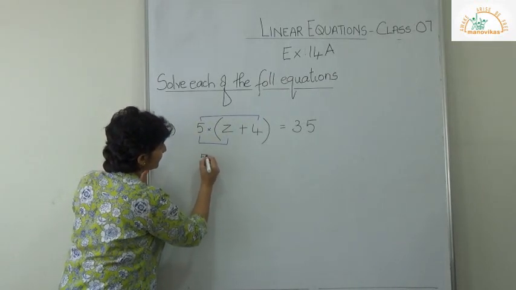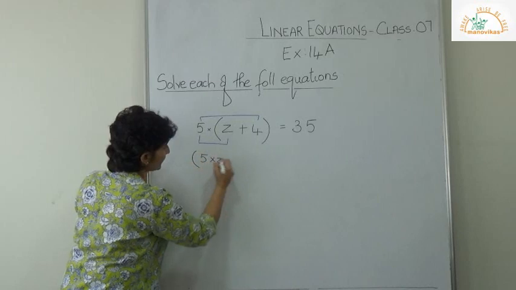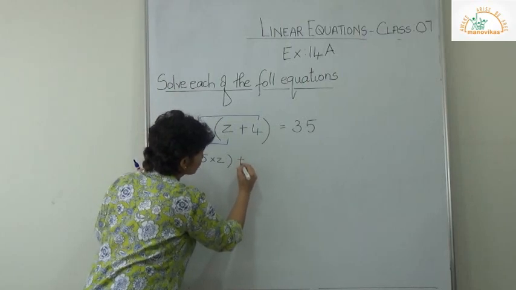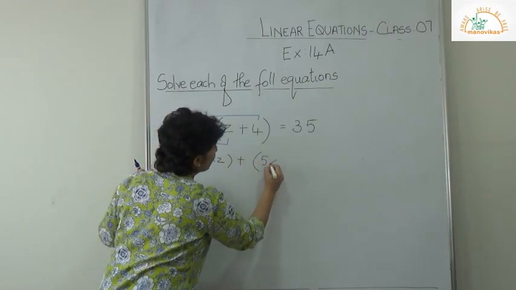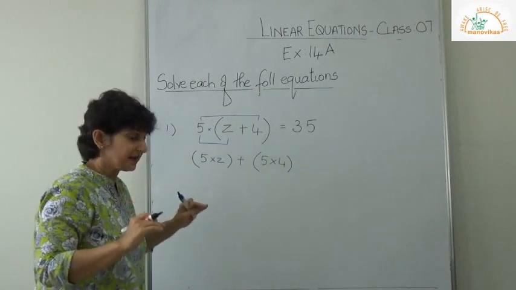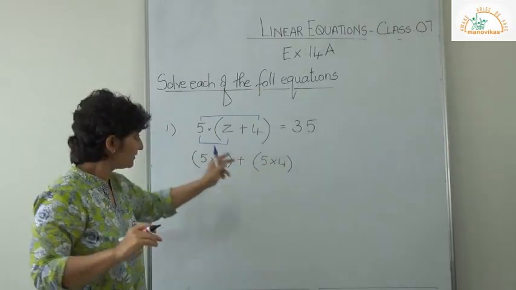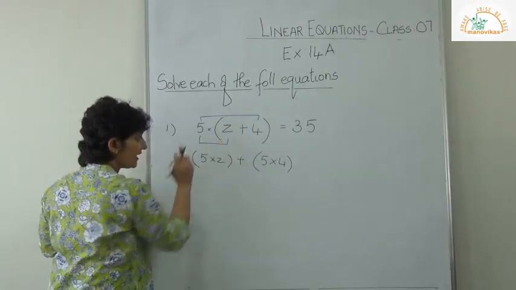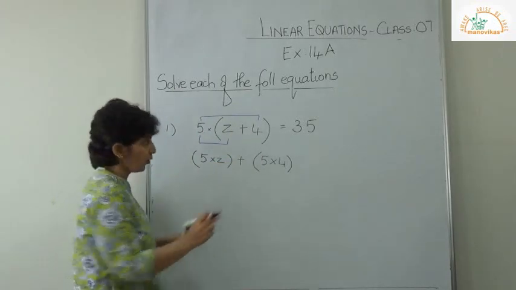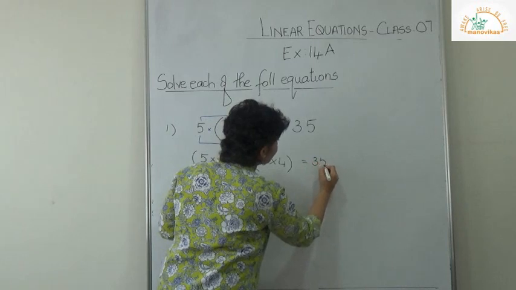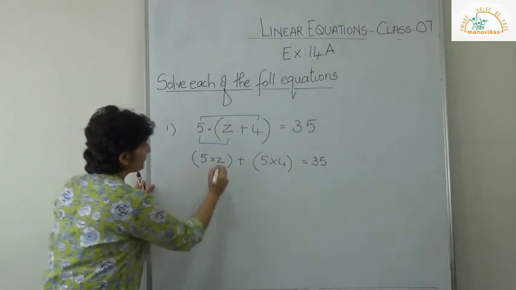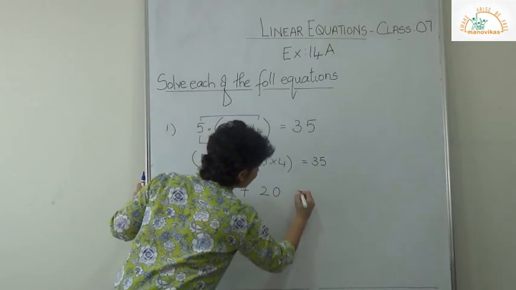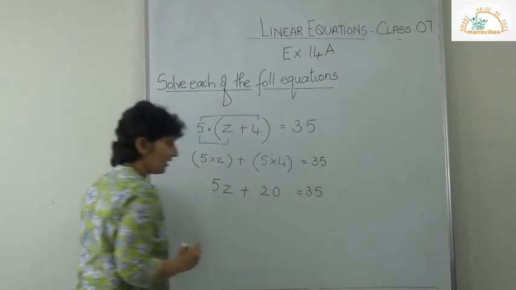5 into z. Children, I hope you have understood. 5 into z. What is here? This is plus. And 5 into 4. Now, in the beginning, I will show you every step. Then you can always do it directly once you have followed. So, I have 5 into z plus 5 into 4, which is equal to 35. Clear? Now, 5 into z gives me 5z plus 5 fours are 20, which is equal to 35.